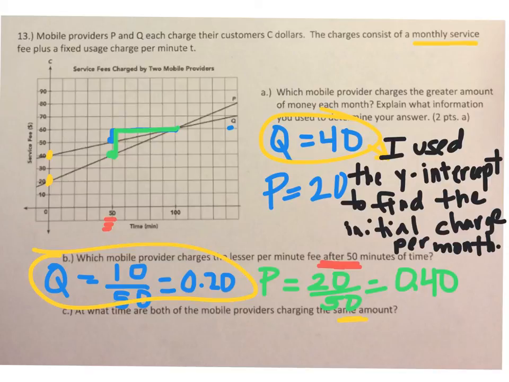Part C asks, at what time are both of the mobile providers charging the same amount? The same amount, so we're looking for the same amount that they charge. That looks like it's right here where they overlap, and that would be at 100 minutes.